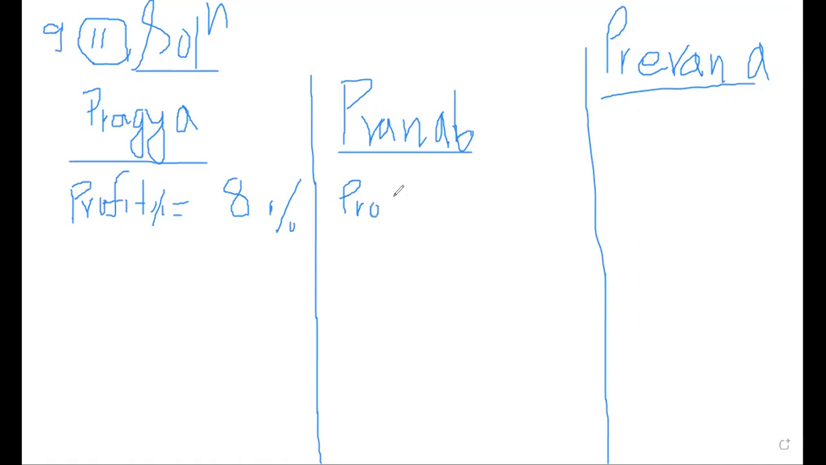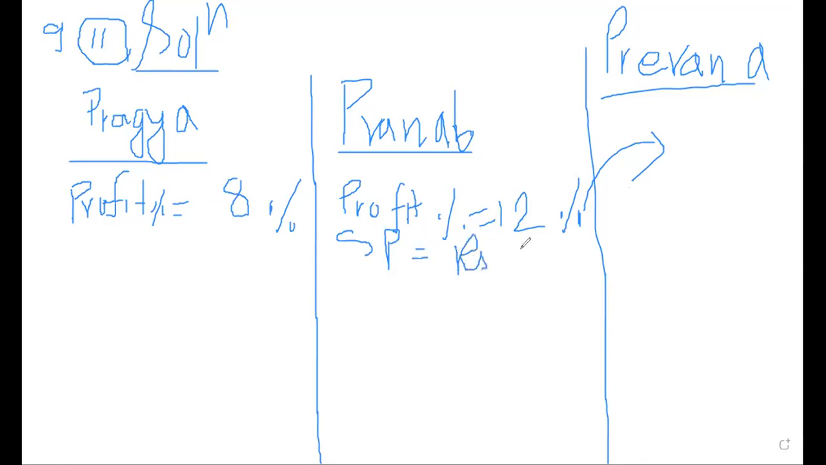12% profit. Good. Pranav also gets a profit percent. What is it there? 12%, right? Selling to Prerna. And the question tells that the selling price for Pranav is given there. 9,072, right? The selling price is given there: 9,072.